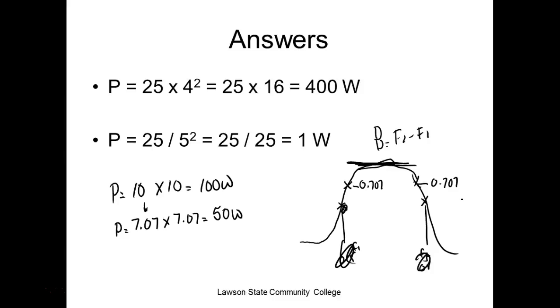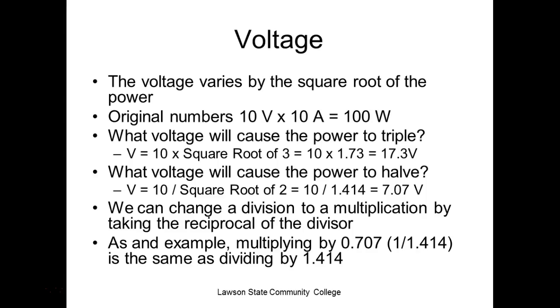We can measure voltage with the power active, just by measuring across the lines. If I've got 10 volts, then I'm going to get 100 watts of power. But if this voltage drops down to 7.07, then I've hit the half power point relative to voltage. That all just makes sense.